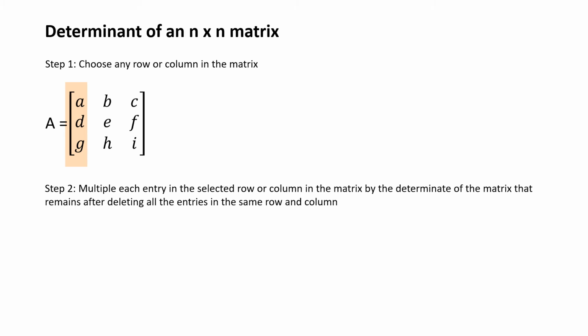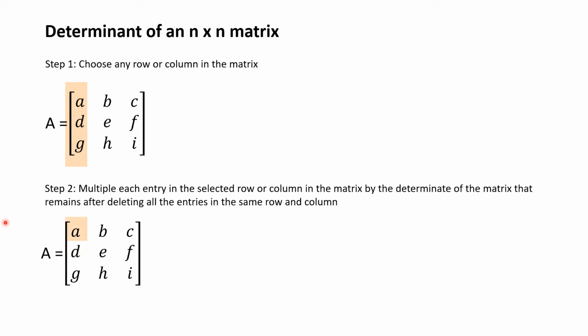Multiply each entry in the selected row or column in the matrix by the determinant of the matrix that remains after deleting all the entries in the same row and column. So let's look at an example. Because we have 3 elements in this column, we need to have 3 terms in our determinant calculation. So first we're going to look at element A.